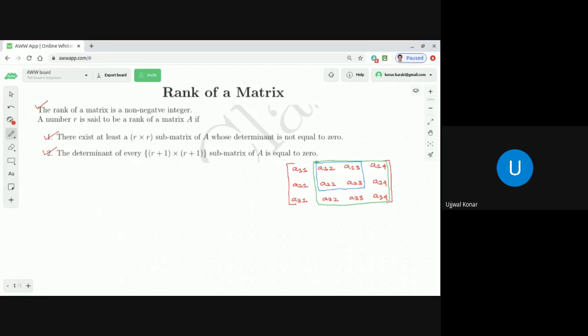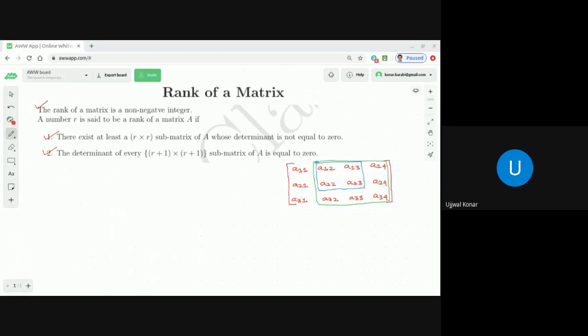This process, which we are going to learn in the next 10 to 15 minutes from now, will be very, very important, and it will help us in finding the solution to the system of linear equations. So let us concentrate on how we can find the rank of a matrix. To find the rank of a matrix, dear students, a few steps have to be followed.